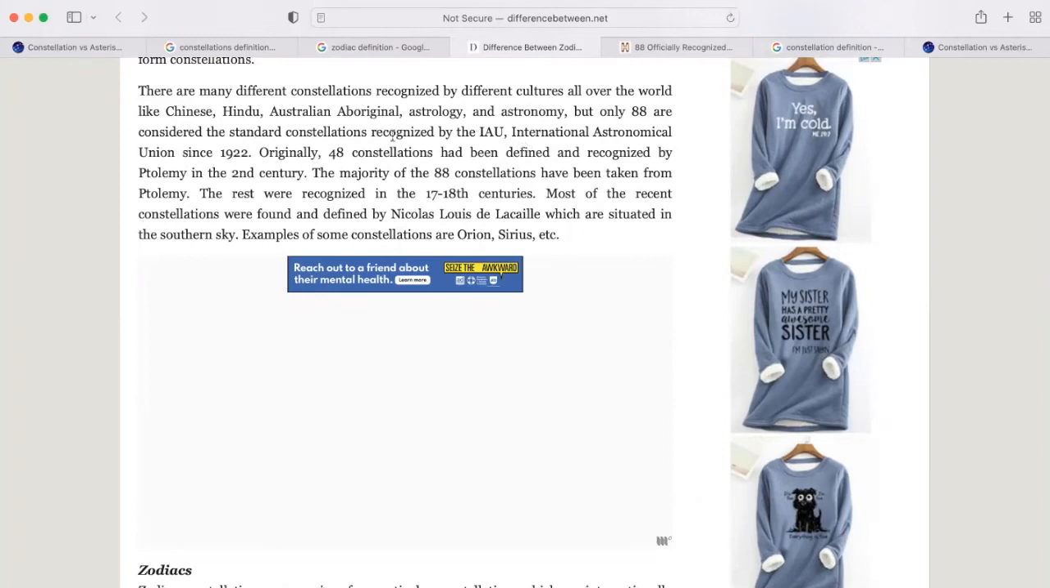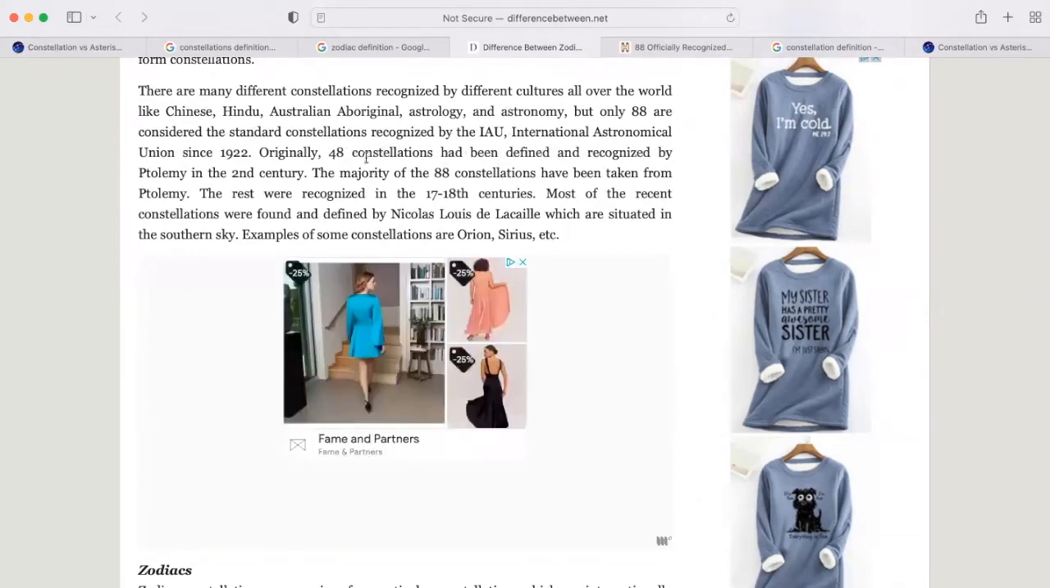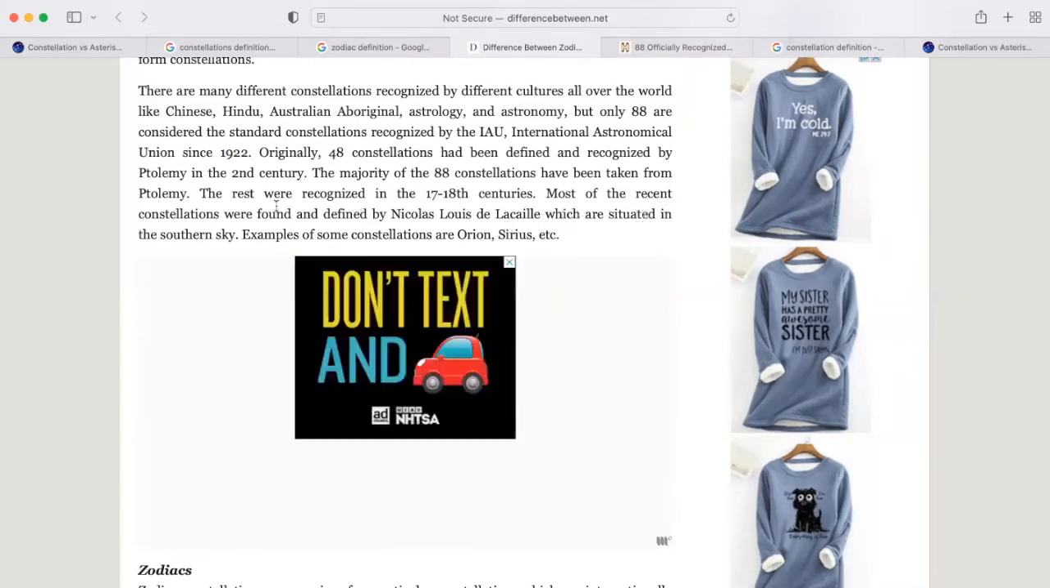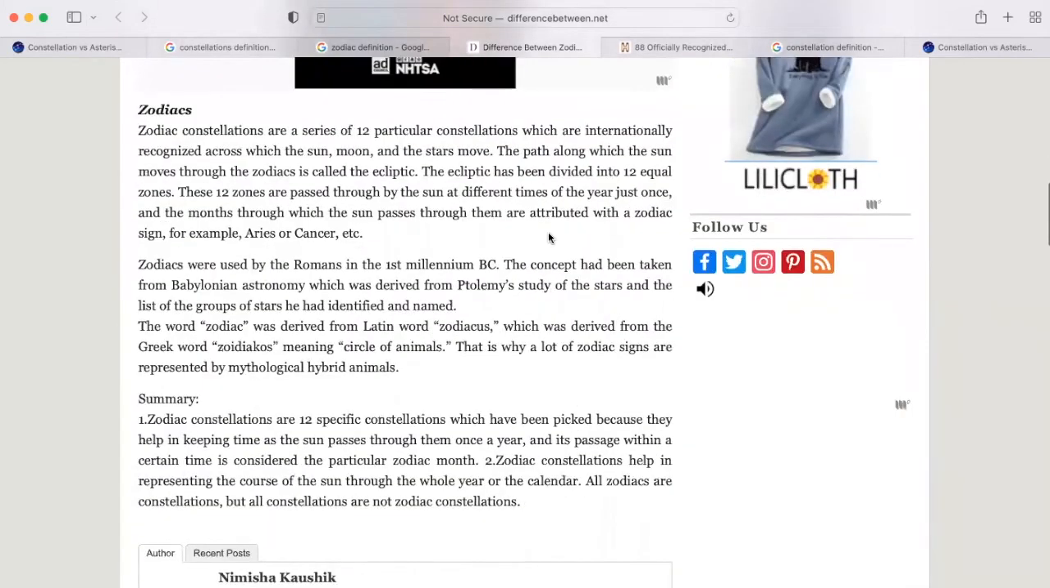since 1922. Originally, 48 constellations had been defined and recognized by Ptolemy in the second century. The majority of the 88 constellations have been taken from Ptolemy. The rest were recognized in the 17th through 18th centuries. Most of the recent constellations were found and defined by Nicholas Louis de la Caille. I may be saying that incorrectly, so excuse me if so. Those are situated in the southern sky. Examples of some constellations are Orion, Sirius, etc. Now we're going to scroll down to Zodiac and we're going to finish this.